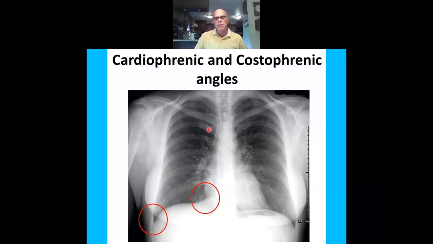Another thing, this is the cardiophrenic angle: cardiac, heart, phrenic, diaphragm again. So we have the costophrenic and the cardiophrenic angles. The one thing I want to bring to your attention is this little bubble of air called the gastric bubble. It's high, underneath the diaphragm. That's an indicator that this chest x-ray was performed erect, because the bubble is high in the stomach. We'll get to that later on.